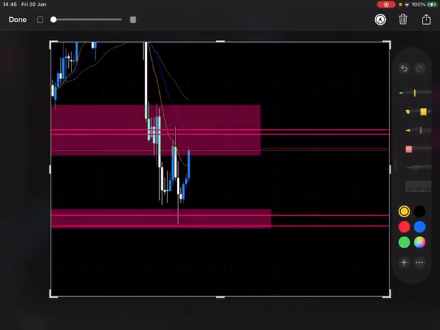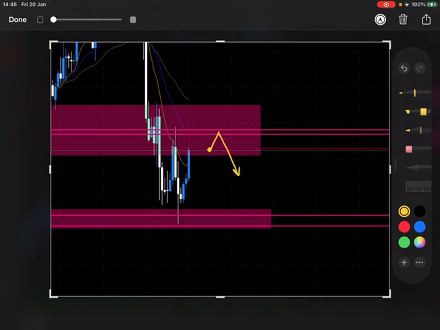Current price is over here. If it decides to respect this zone, then potentially we can catch a sell back down. But if it breaks above, then the price might actually want to test a zone up above, okay, like this.